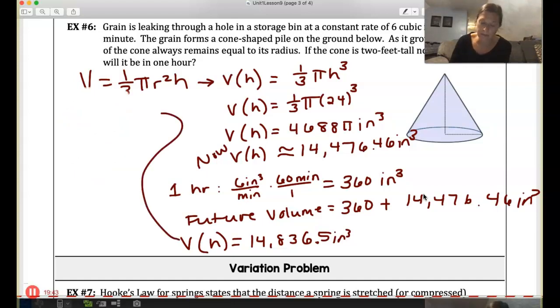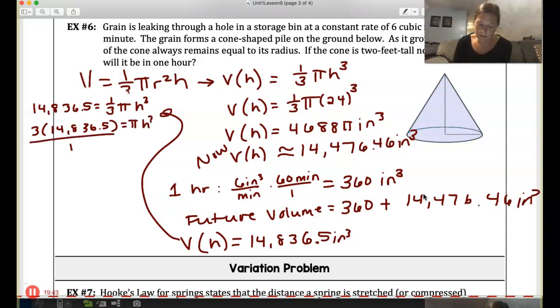We're going to go up here. So now I'm going to take my new volume, 14,836.5, and set that equal to 1/3 pi h cubed. And then doing that math, multiplying this by 3, gets me 836.5, which equals pi h cubed. Dividing by pi, and then I would take the cube root of that answer.